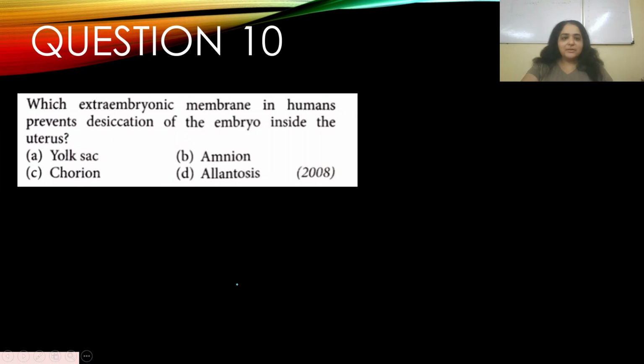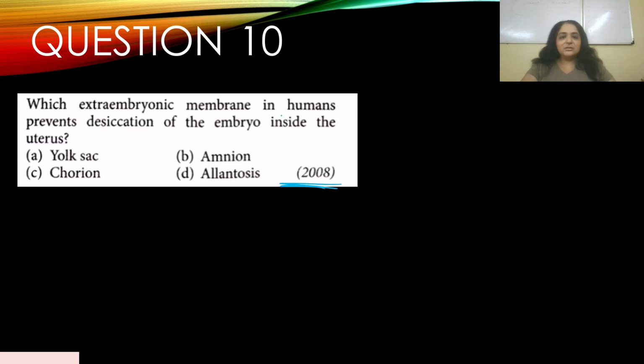Okay, so question number 10. Which extra embryonic membrane in humans prevents desiccation of the embryo inside the uterus? Okay, this appeared in 2008. A, yolk sac, B, amnion, C, chorion, and D, allantois.